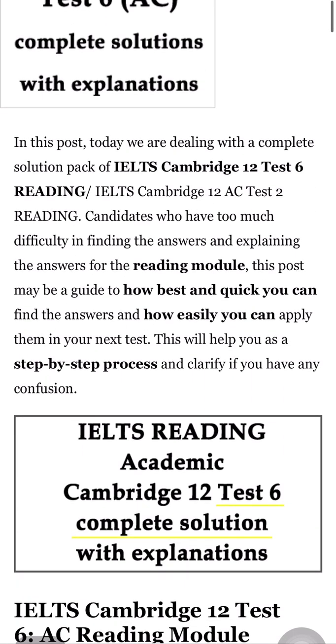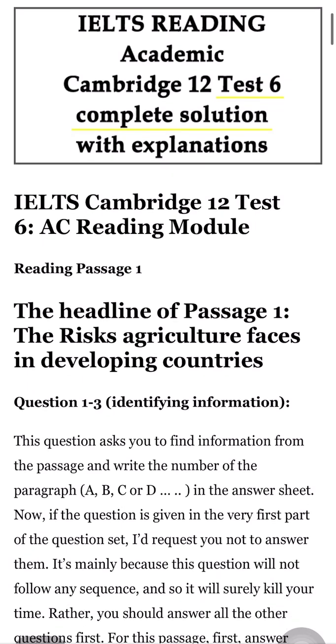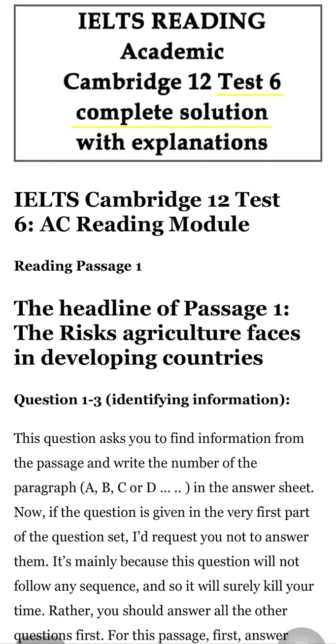IELTS AC Cambridge 12 Test 6, AC Reading Module, Reading Passage 1, the headline of Passage 1, the risks agriculture faces in developing countries, question 1 to 3, identifying information. This question asks you to find information from the passage and write the number of the paragraph, A, B, C or D in the answer sheet.